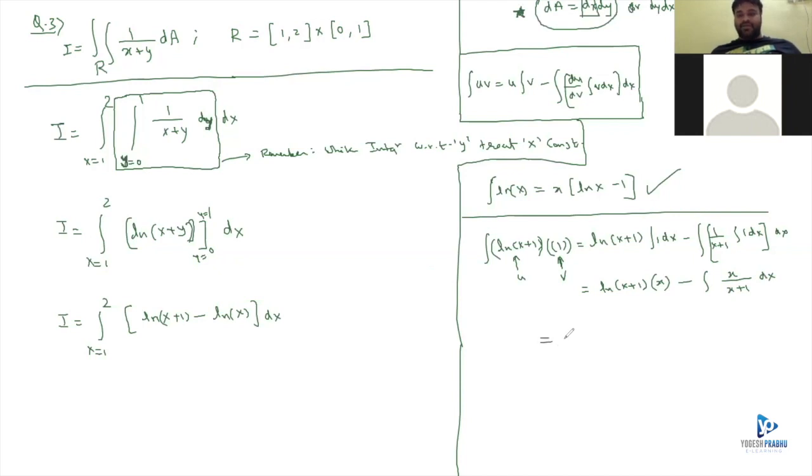How will that be? x ln(x+1) minus the integral. Do you know how to solve this? You can do plus 1 and minus 1. Why? Because that's an adjustment. It works wonderfully well. I added 1 and subtracted 1.